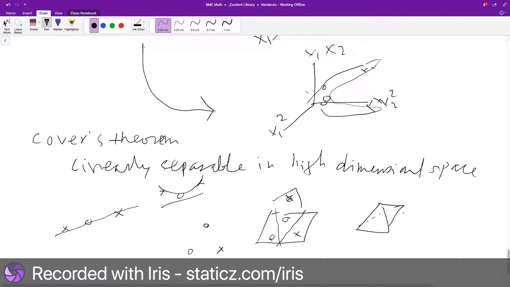This is a tetrahedron, right, for 4 points. At any point, you can always map it, maybe with a nonlinear mapping, to the vertices of some simplex in a high-dimensional space. In that case, you can always use a plane to separate them.